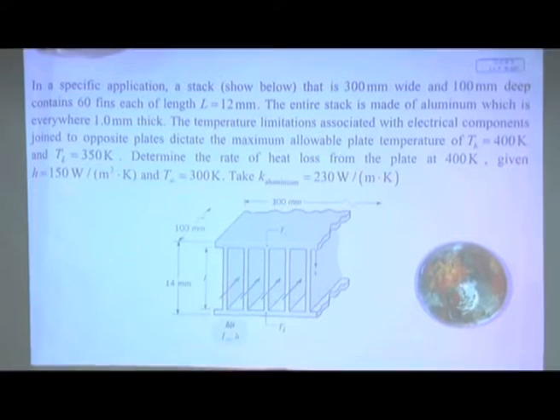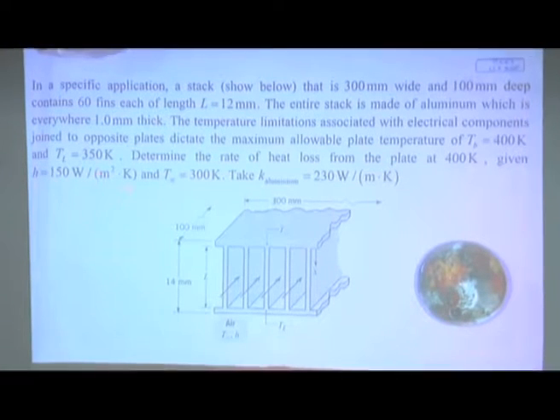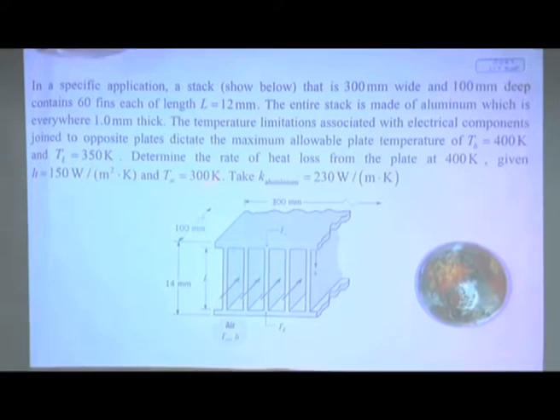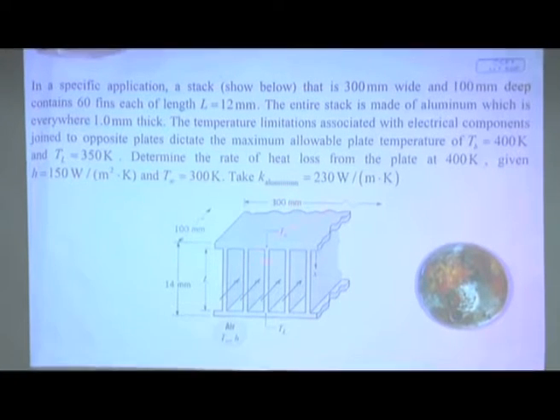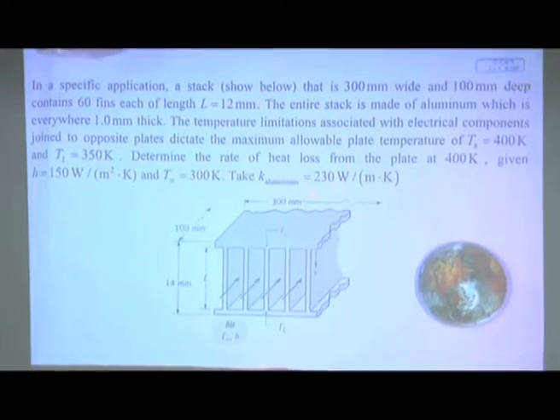What are the values given? h is 150 watt per meter square K. T infinity is 300 K. These are the values given. h is 150 watt per meter square K, 300 K. Aluminium thermal conductivity, that means the material thermal conductivity, 230 watt per meter K. This is precisely the problem. So we have to find out the heat transfer from the plate.